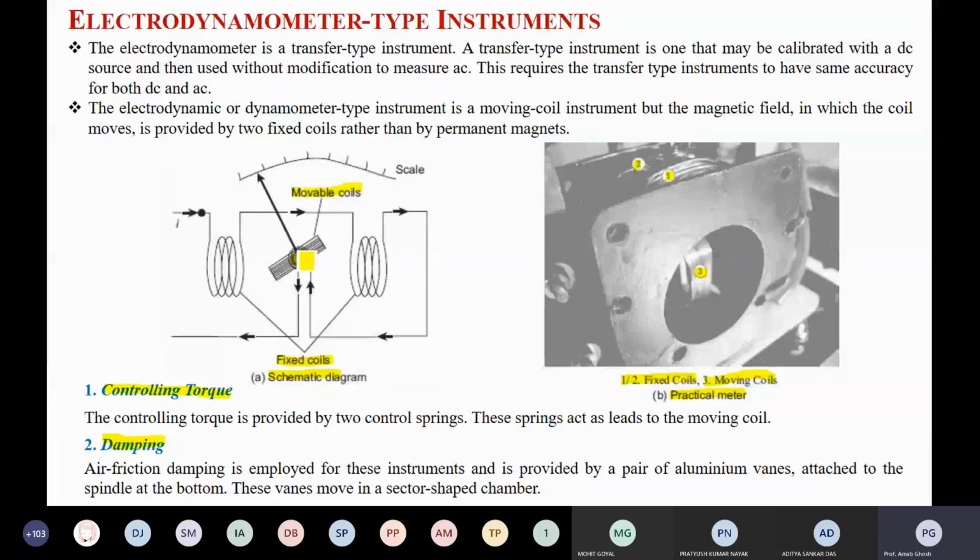Here you can see the base of the pointer is connected with the shaft, and the shaft is situated inside the spring. What happens is, the current is coming, and you can see that it directly passes through this fixed coil, then comes to the other fixed coil. After that it passes through the moving coil, the movable coil, and it comes back to the input side.